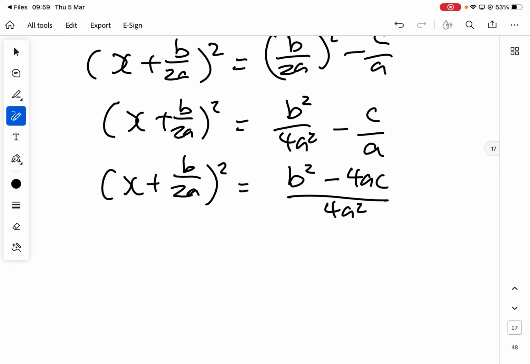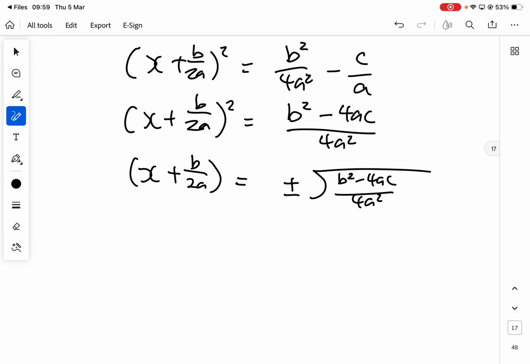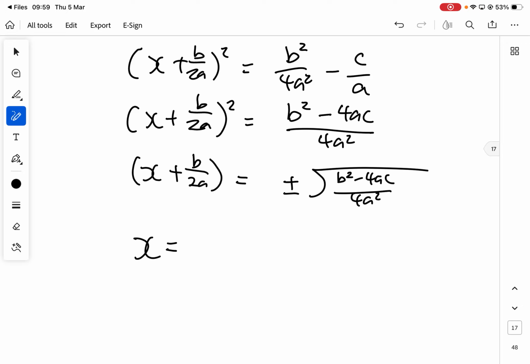Now all my number is on the right. My bracket is being squared. Then I finally want only x, so I take square root. When I take square root, I am left with this on the left. I will have plus and minus square root of b squared minus 4ac over 4a squared. Then finally, I will want to know x.